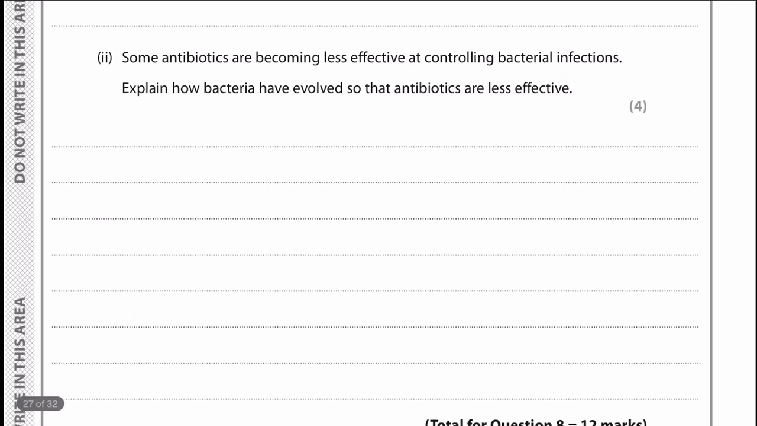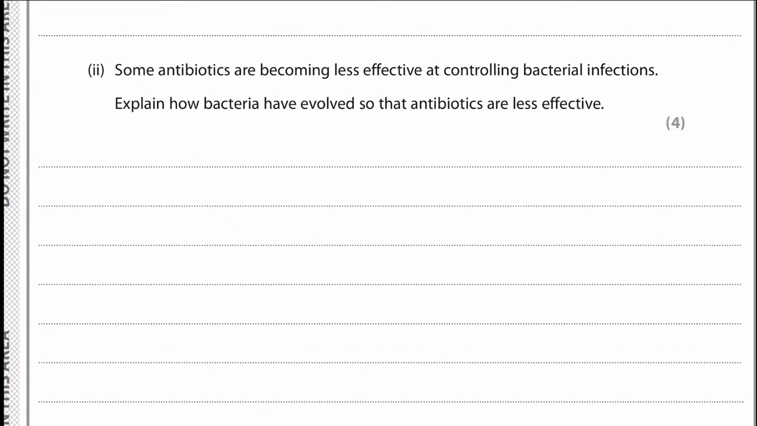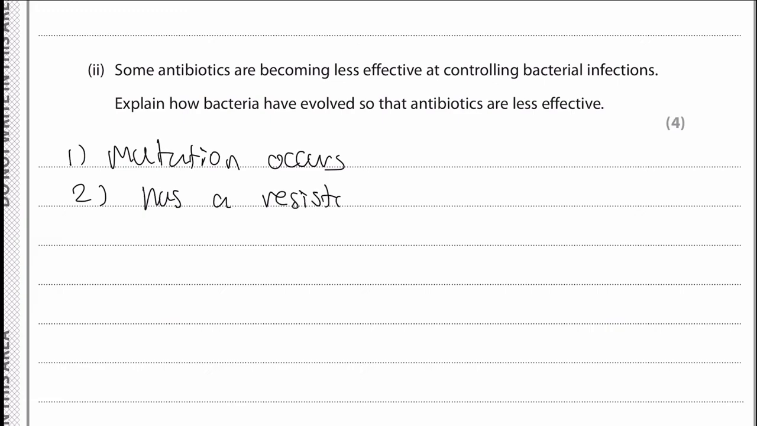Okay, some antibiotics are becoming less effective at controlling bacterial infections. Explain how bacteria have evolved so antibiotics are less effective. Pure antibiotic resistance question, should be very simple for you to understand. So the basic logic behind this is that a mutation occurred in the bacteria. Right? Bacteria multiply a lot. So one day a certain mutation occurs. Okay? So mutation occurs in the bacteria. And this mutation somehow luckily means that this bacteria has a resistance to an antibiotic.